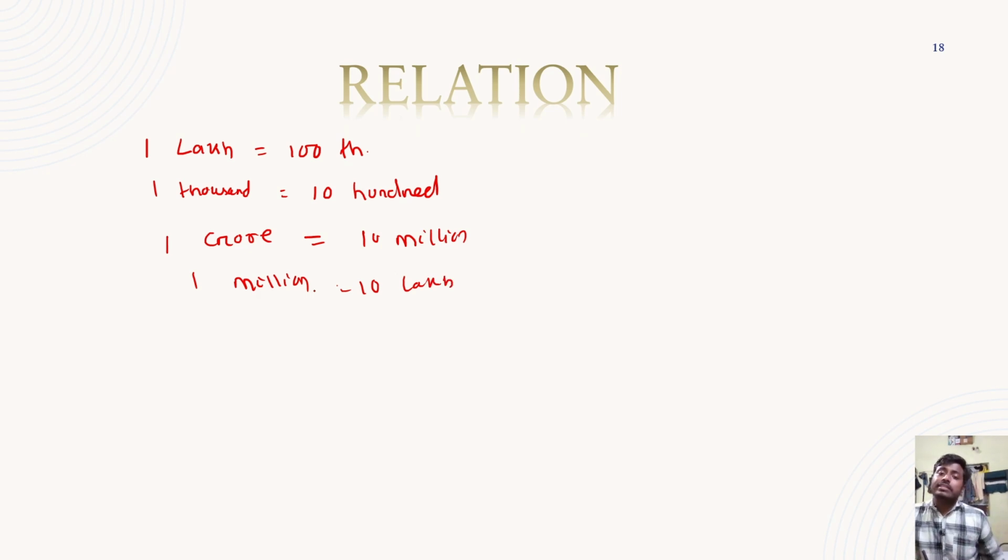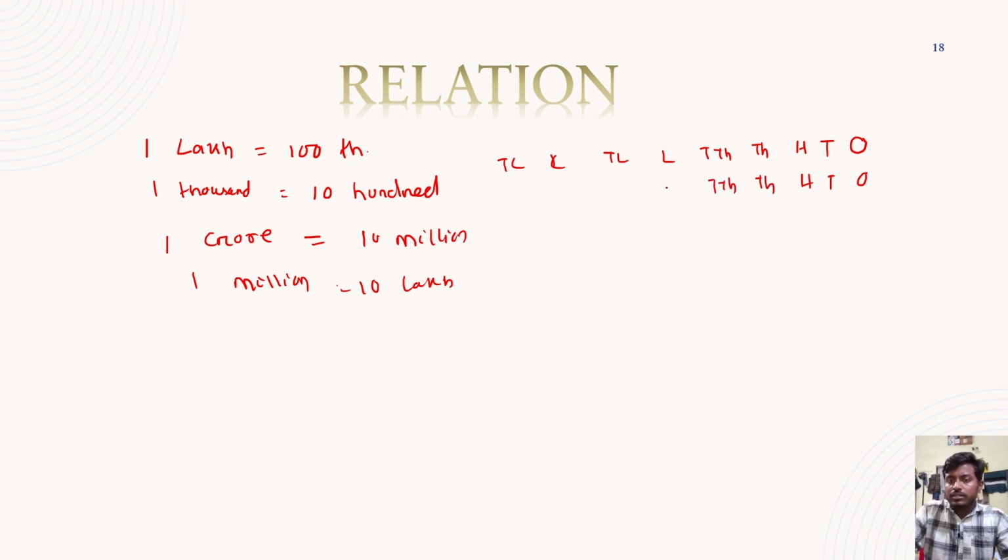So how to remember this relation? Just simply draw the Indian system and the international system. Suppose this is 1, 10, 100, 1000, 10,000, then lakh, 10 lakh, crore, then 10 crore. Again write down the international: ones, tens, 100, 1000, 10,000, 100,000, million, 10 million, then 100 million. I hope all of you are clear.